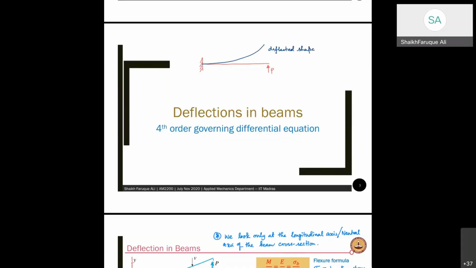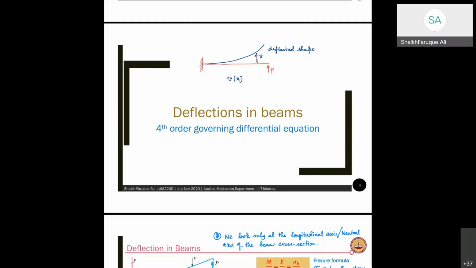And if this value is V, then V is, of course, a function of x, right? Because you can see the V is different at different locations. It is 0 here because of the boundary condition. Let us consider a cantilever beam. So it is 0 here because of the boundary condition, and it is maximum here at the free end. So therefore, it's a function of the length x, the position x.